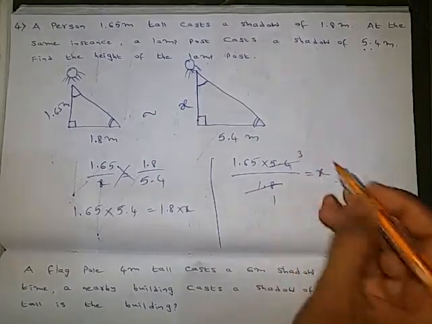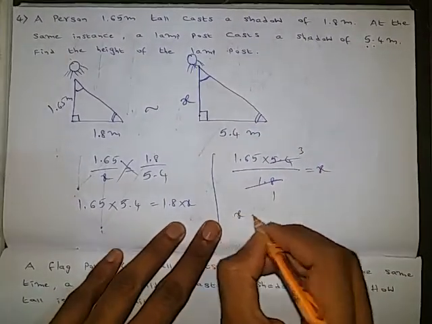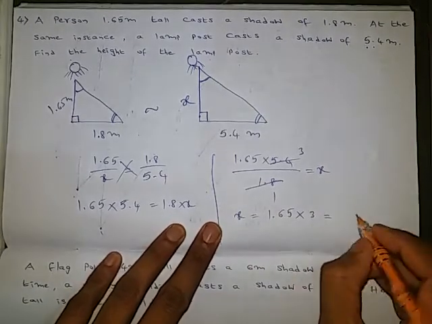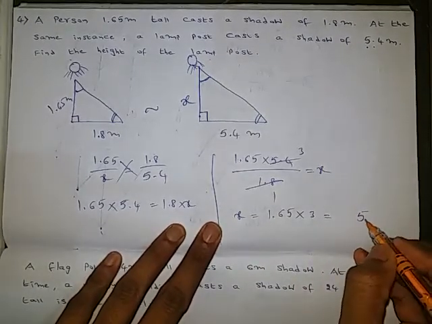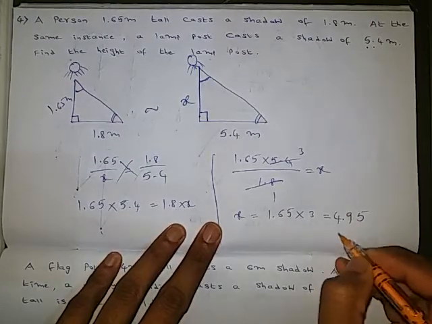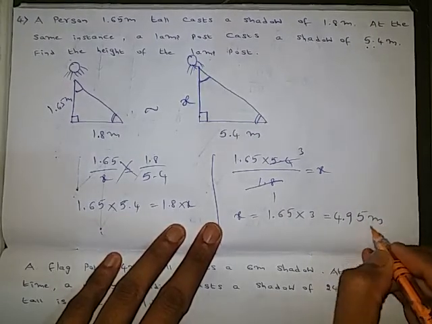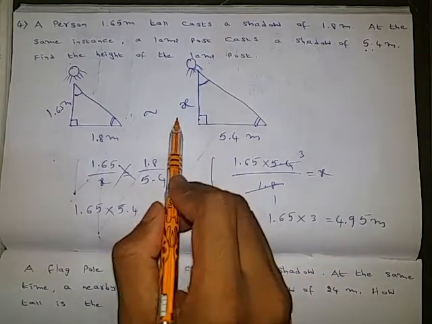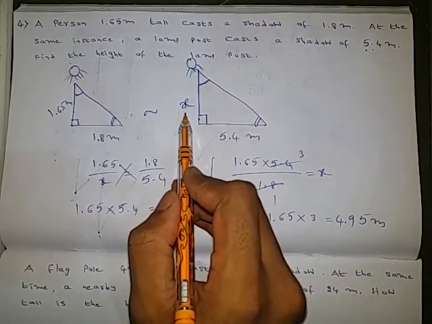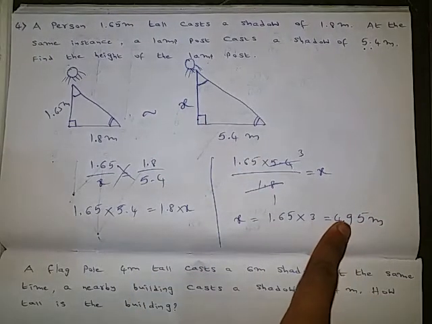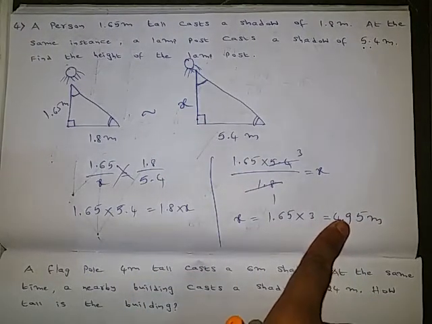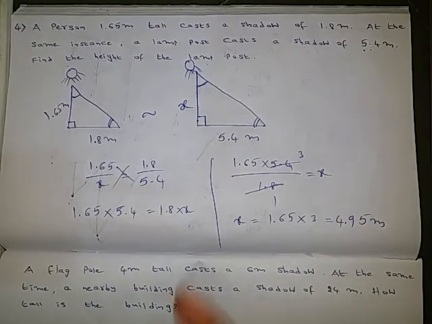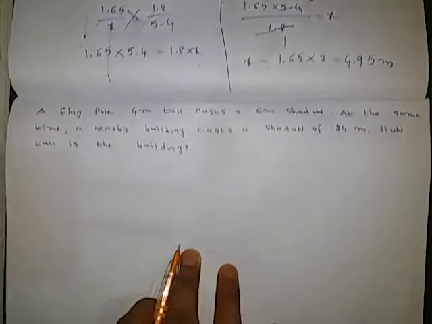1.8 ones are 1.8, threes are 5.4. So x value is 1.65 into 3. 3 fives are 15, 3 sixes are 18, 19, 9, 1, 3 ones are 3, 4. So 4.95 meters. Here x is nothing but height. So the height of the lamp post is 4.95 meters. Okay, let us check one more question on the same concept.